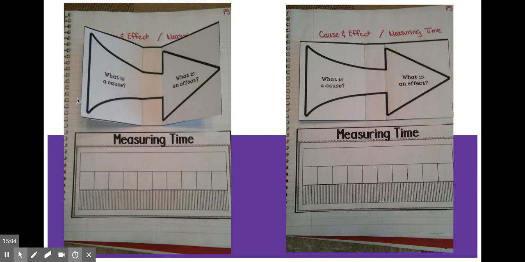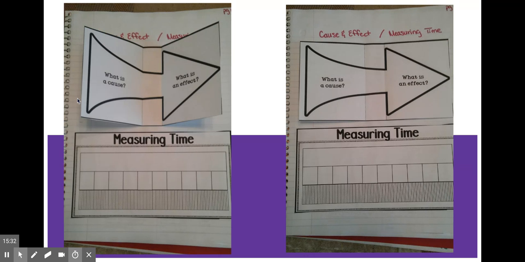Now, once this is glued in, your answers to these two questions come from page 13. You will find exactly one sentence that tells you what a cause is and exactly one sentence that tells you what an effect is. And I would like for you to rewrite that whole sentence for a cause underneath the side that says what is a cause, and that one whole sentence for an effect under the side that says what is an effect.